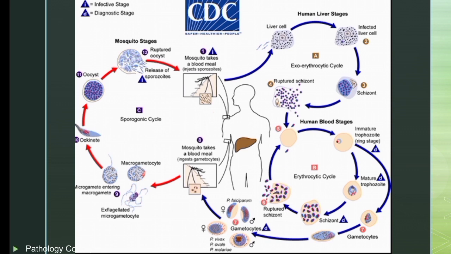Let's focus on the lower right corner of this picture. Merozoites released from the schizont infect RBCs. These infected RBCs harbor ring stages and trophozoites. Some of them mature into schizonts and some of them differentiate into the sexual erythrocytic stages, also called the gametocytes. These blood stage parasites are responsible for the clinical manifestations of the disease.